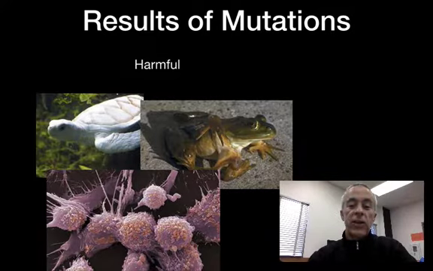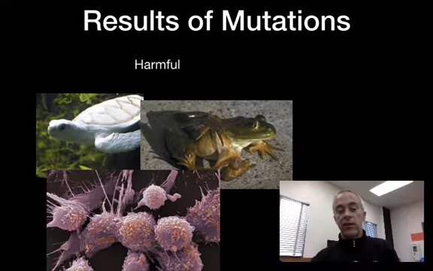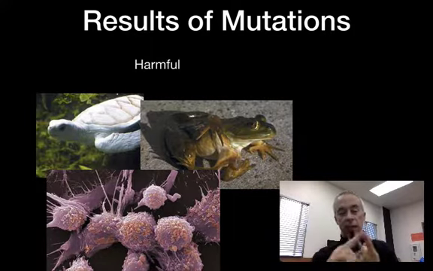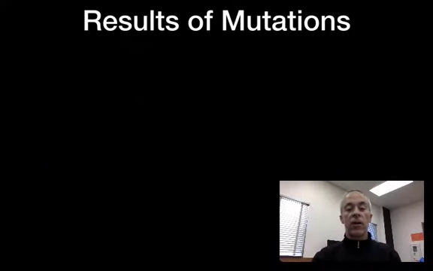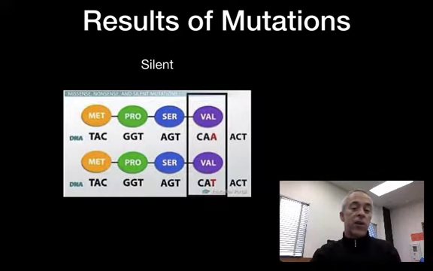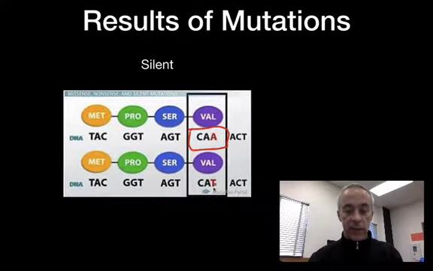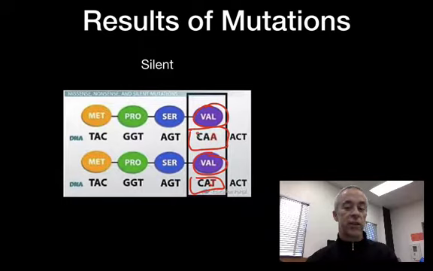So the mutations in any situation, always keep in mind that you can have a benefit, you can have a harm, or you can have no change at all, what we call a silent mutation. And this is where, like in this example, the DNA has physically changed. Instead of CAA, our DNA is CAT, but the amino acid that codes for has remained unchanged. So this is what we call a silent mutation. The vast majority of mutations in our DNA are silent mutations.